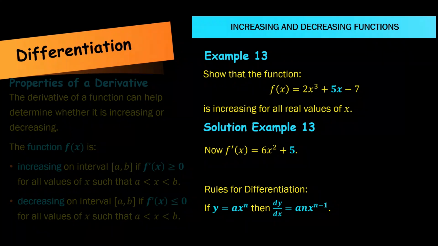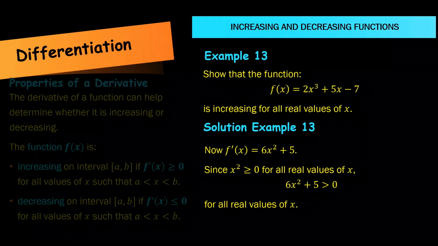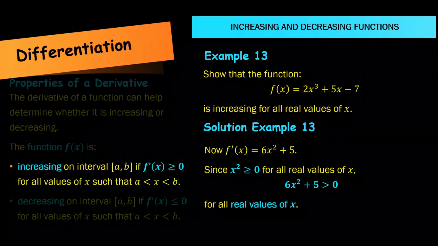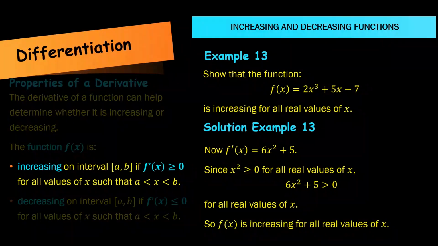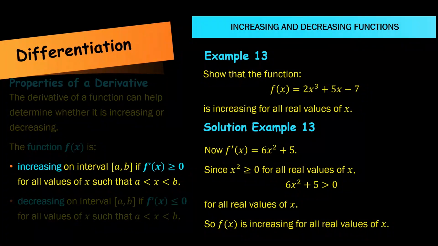Now, since x^2 is greater than or equal to 0 for all real values of x, we have that 6x^2 + 5 is greater than 0 for all real values of x also. And therefore, f(x) is increasing for all real values of x. And this comes from this statement shown here.